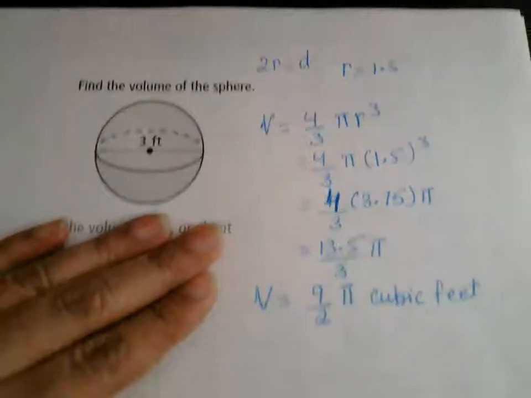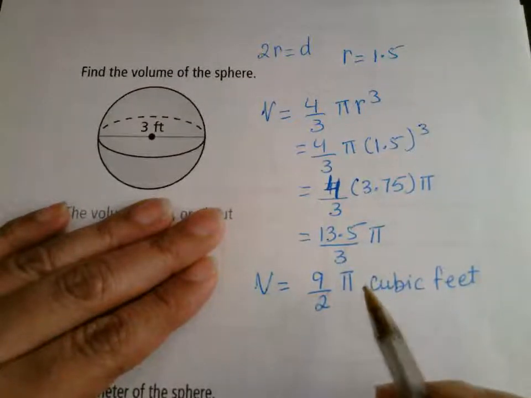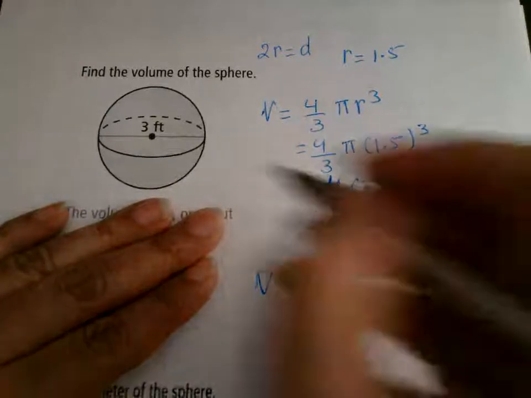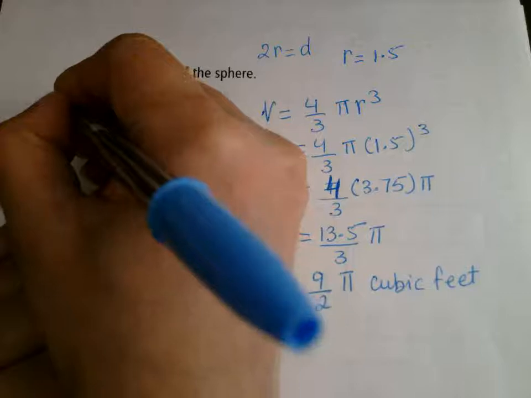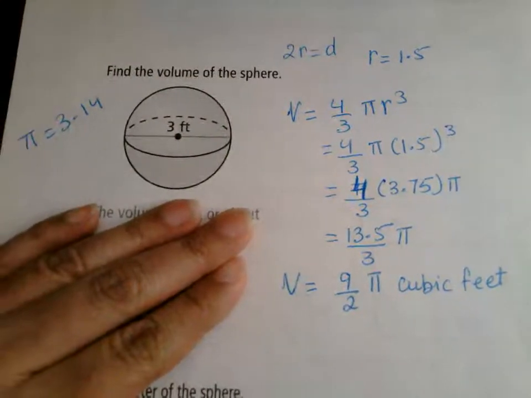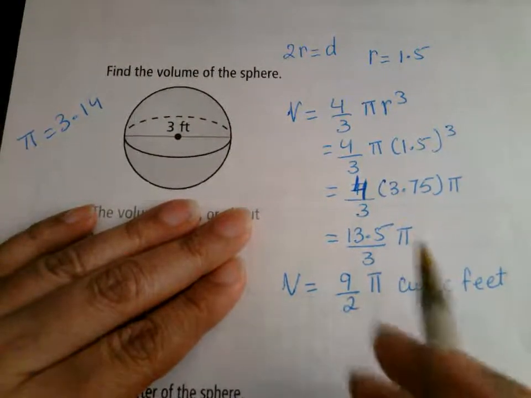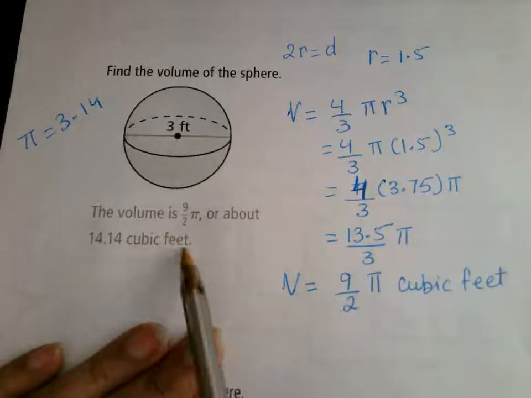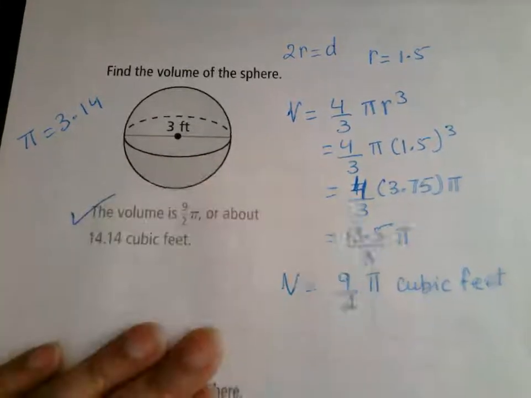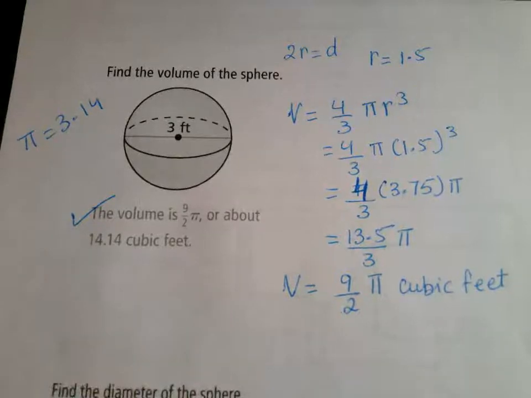I can further simplify it by converting into a decimal by using the value of pi. Pi is nothing but 3.14. I can use this, or I can leave my question here. Let's see whether our answer is right or wrong. See, the volume is 9/2 pi. Checked. Let's try one more.